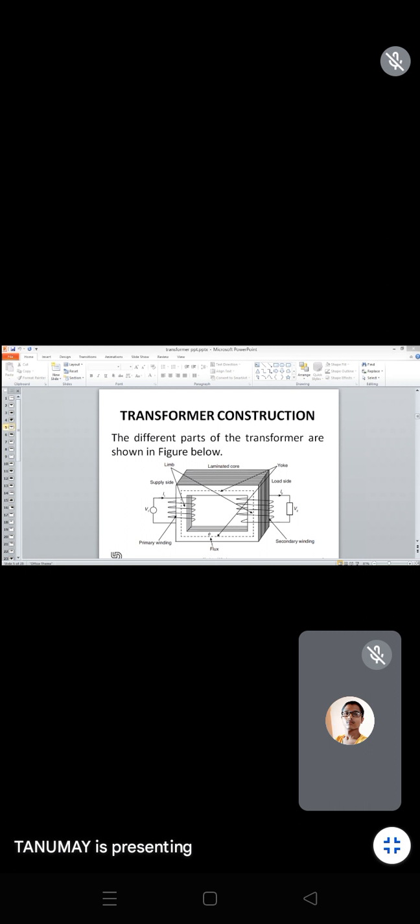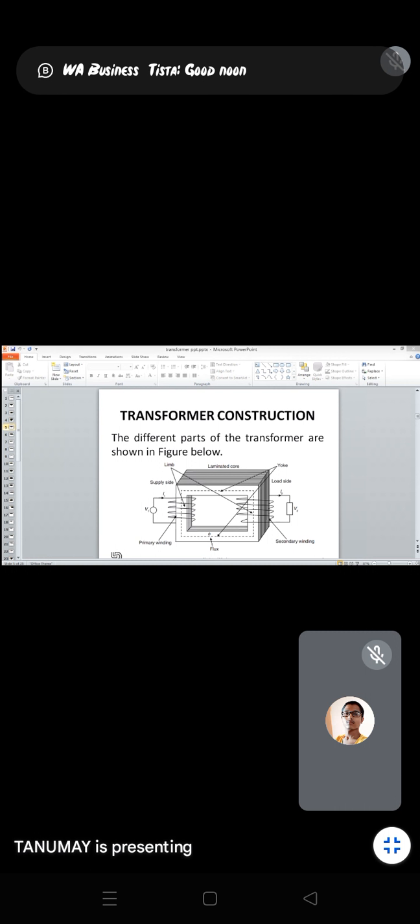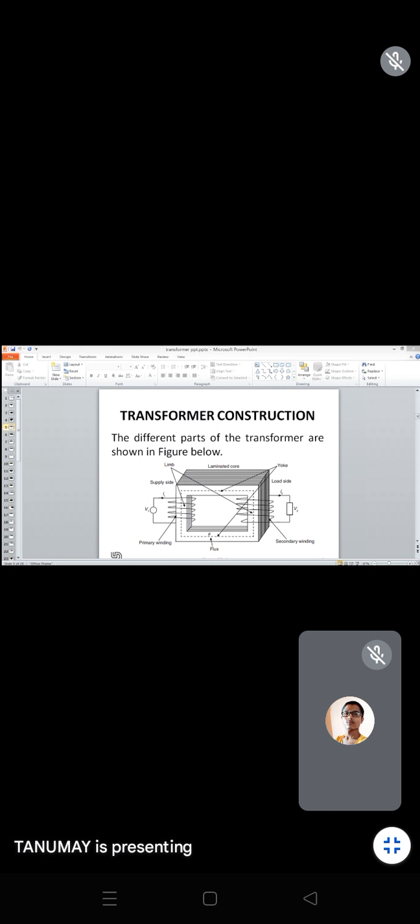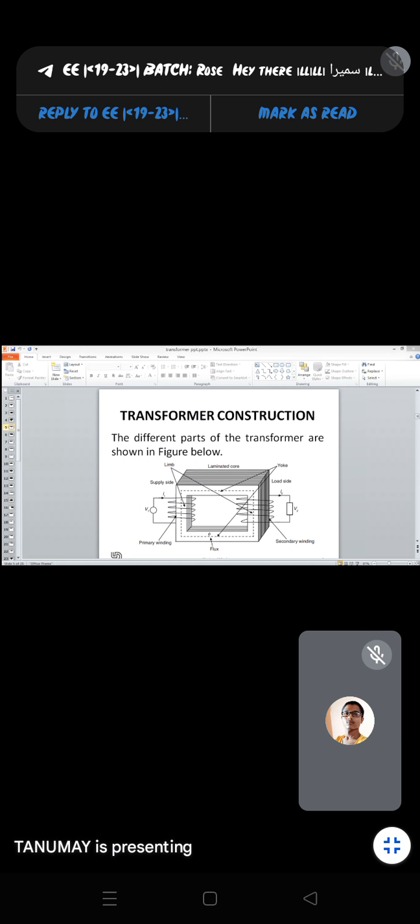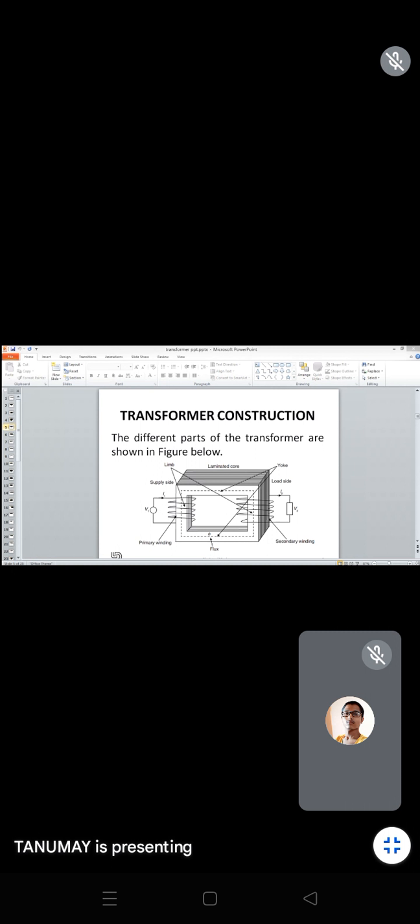So I am trying to show some pictures. Here you can see this is core type transformer. This is shell type transformer. You see this transformer limb surrounds the primary and secondary winding. So this is core type transformer. This is shell type transformer.